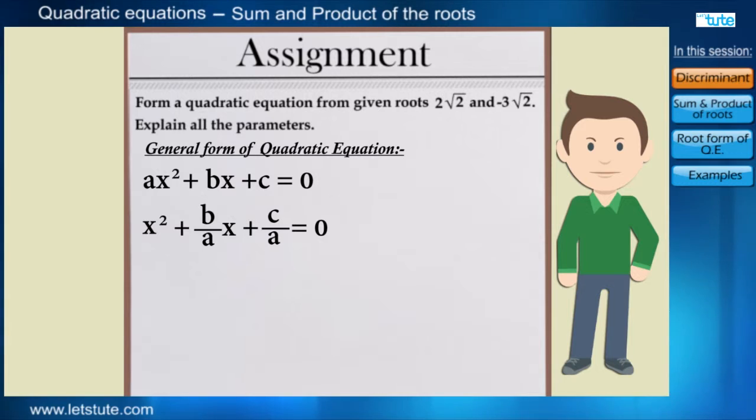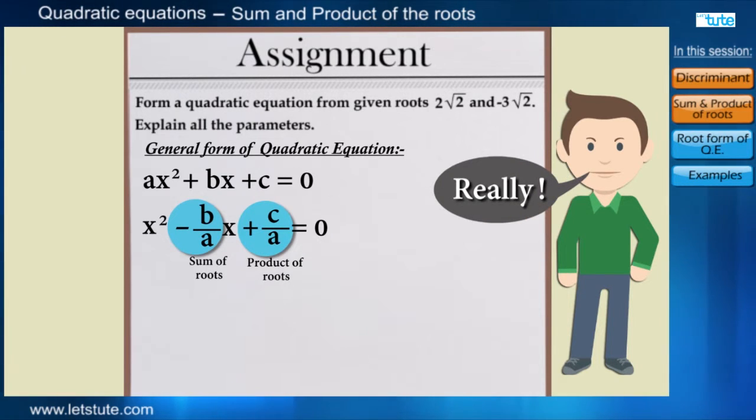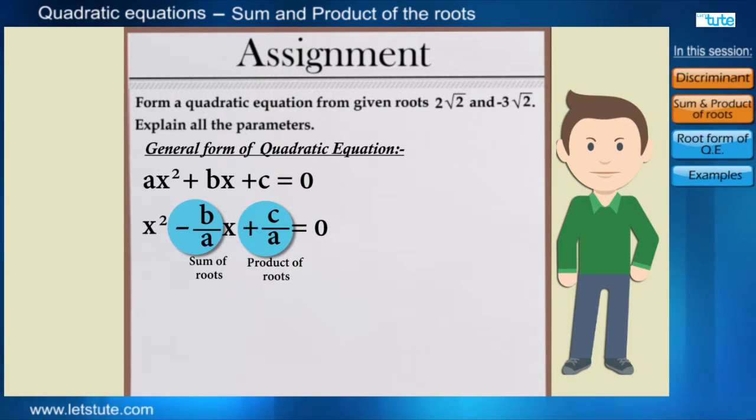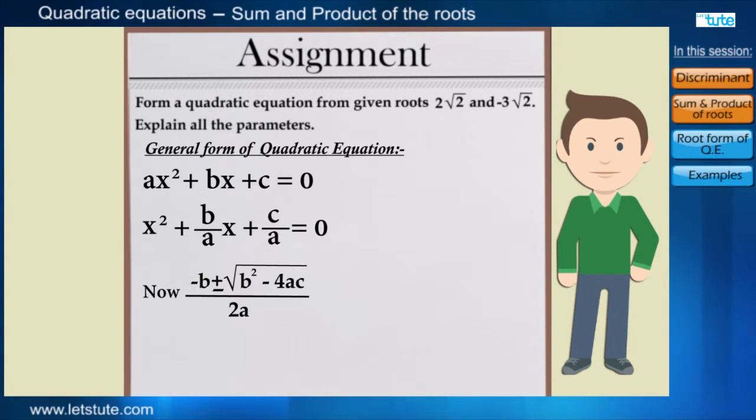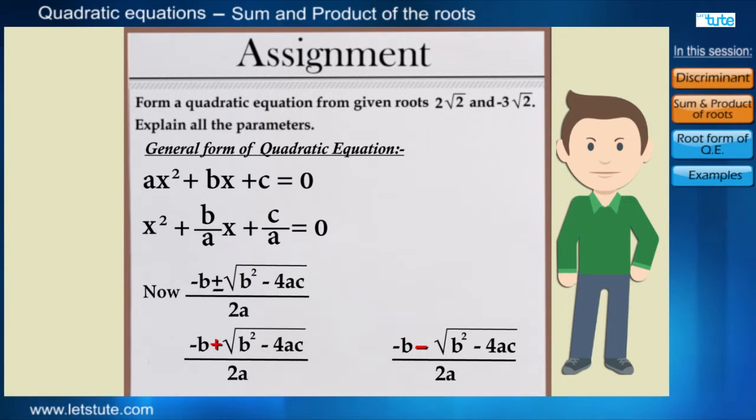Then I told him, Robert, when we add the roots of the equation, we get the negative of the middle term. And when we take the product of the roots, we get the last term of this equation. He was not fully convinced, so I explained it to him with a proof. A quadratic equation has two roots, right? By using the quadratic formula, we can say that the two roots are minus b plus square root of b square minus 4ac upon 2a and minus b minus square root of b square minus 4ac upon 2a.